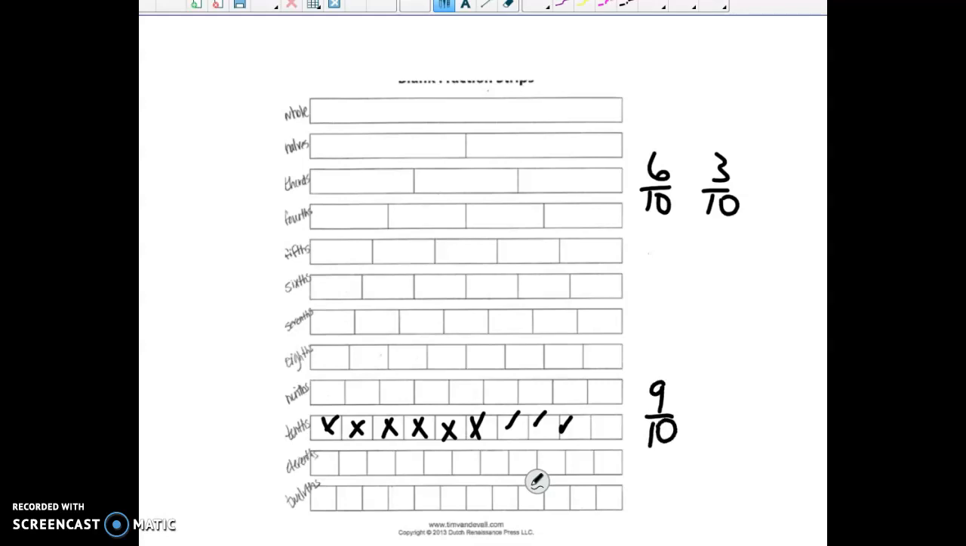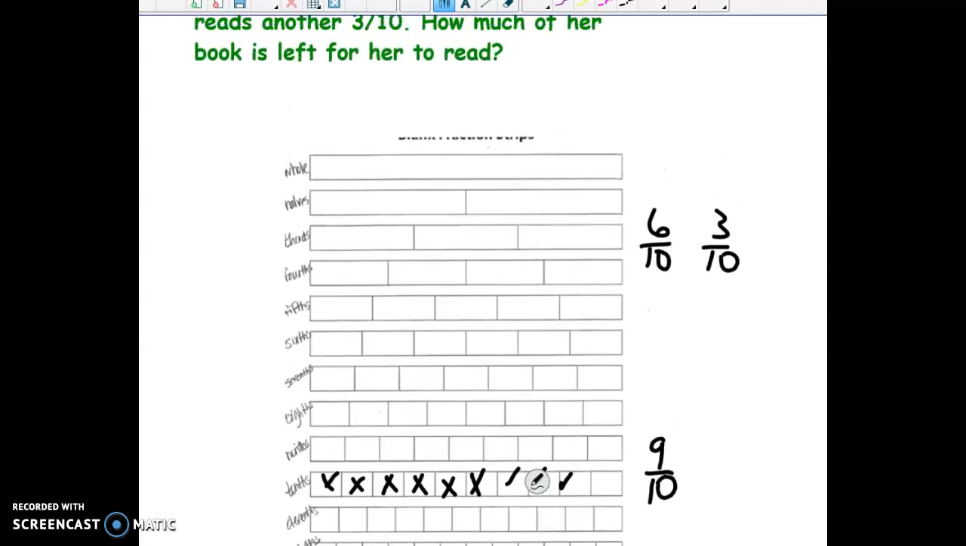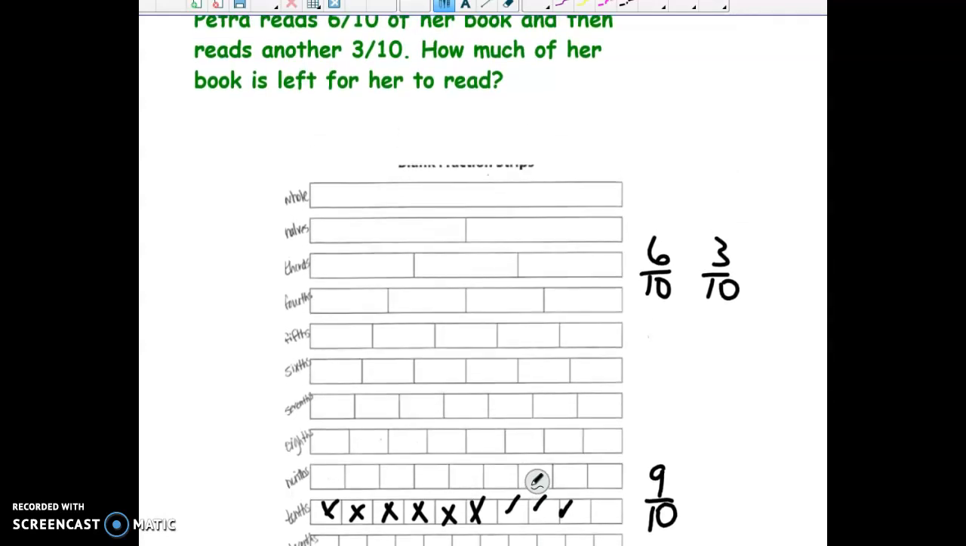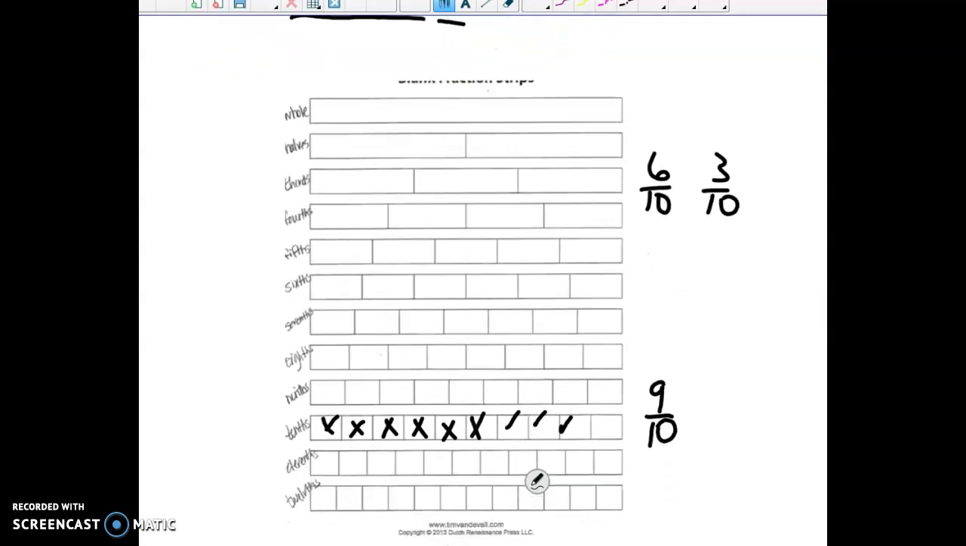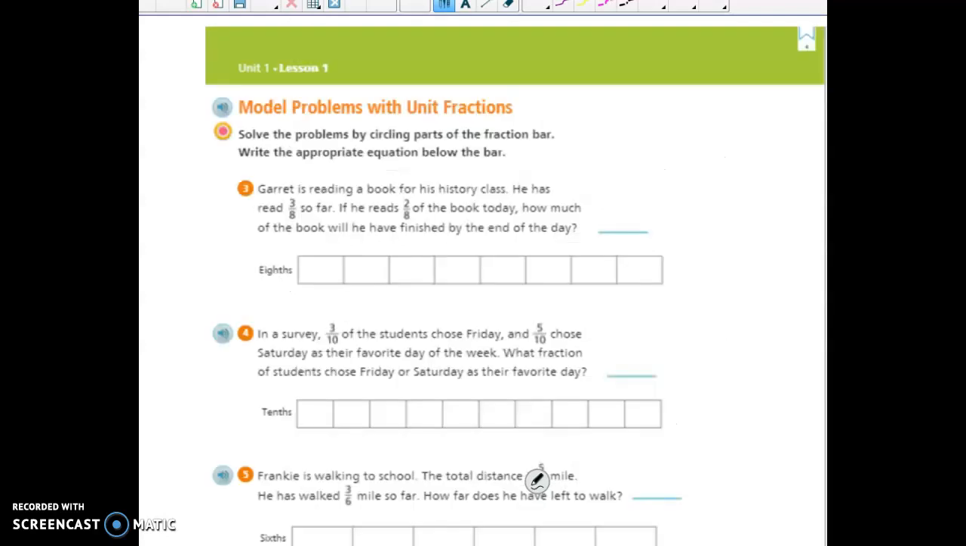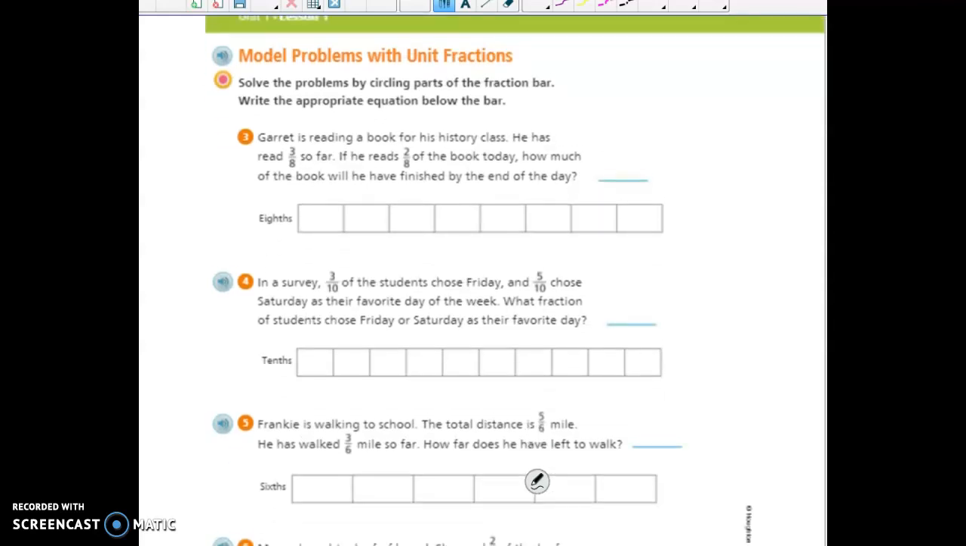But that's not what they asked me. They didn't say how much did she read. They said how much of her book is left for her to read. How much didn't she read? And the answer is going to be this little piece right here, 1/10. So you got to really think about it when you're answering these questions. Now, back in your textbook, we're going to try some problems.